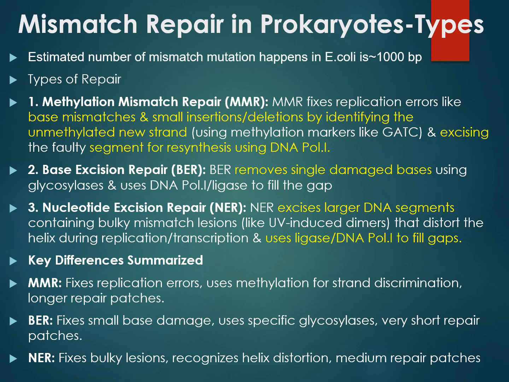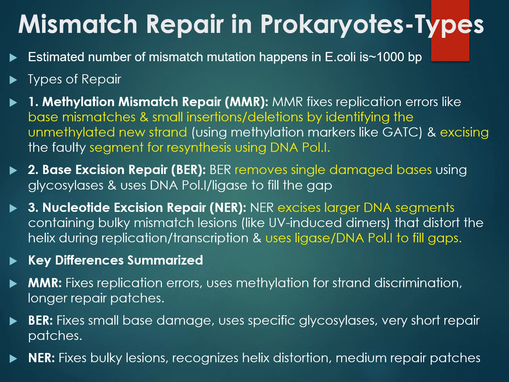Let us see the different types of repair mechanism that happen in prokaryotes. The estimated number of mismatch mutation that happens in E. coli is 1 per 1000 base pairs. The types of repair involve methylation mismatch repair, MMR, that fixes replication errors like base mismatches, or even small insertion deletions can be identified and cleared. The mechanism involves methylation in the old strand and no methylation in the new strand, which we call a hemimethylation status. The mechanism will be explained in the next slide.